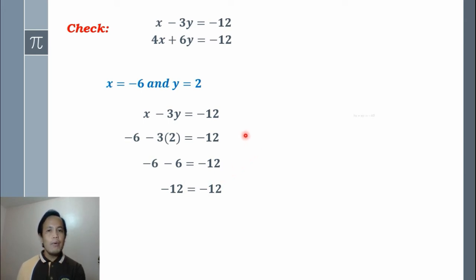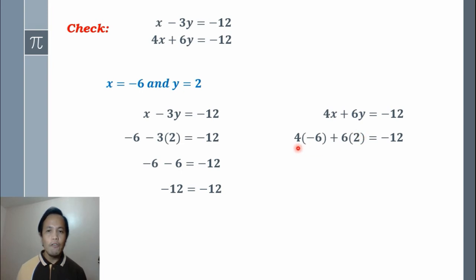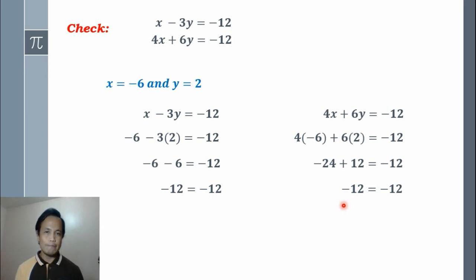How about for equation 2? Let's check if these values will still give us a balanced equation. The same, we substitute. We copy the 4, the value of x, which is negative 6, plus the 6 here, and the value of y is positive 2. Then we simplify. 4 times negative 6 is negative 24, and 6 times 2 is positive 12. Negative 24 plus 12 will give us negative 12 equal to negative 12. So therefore, since these values give us a balanced equation for both equations, the values are correct.